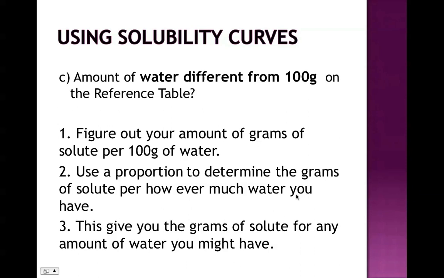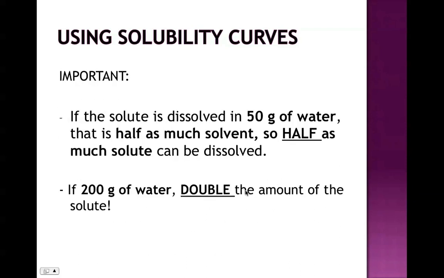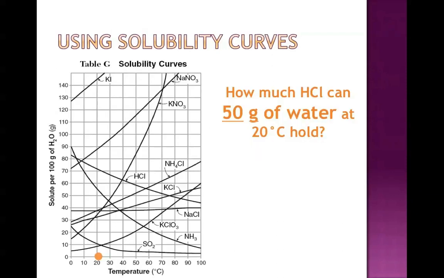So you could use a proportion to help you determine the grams of solute when you change the amount of water. But the most common ones you're going to see is when we have 50 grams of water, 200 grams of water, sometimes 300 grams of water. If the solute is dissolved in 50 grams of water, that's half as much solvent as usual. So we're going to only need half as much solute. So you're simply just going to cut the amount in half. If I double the amount of water, I also double the amount of solute. We'll be practicing a lot tomorrow in class.